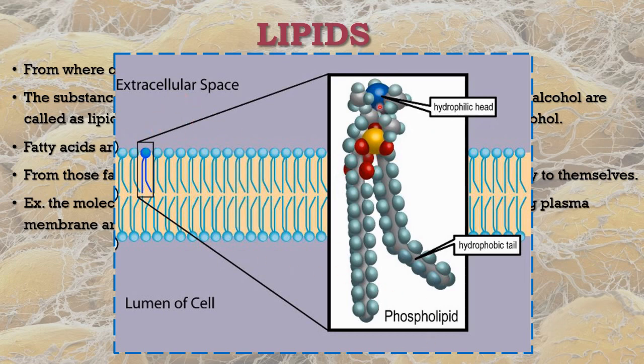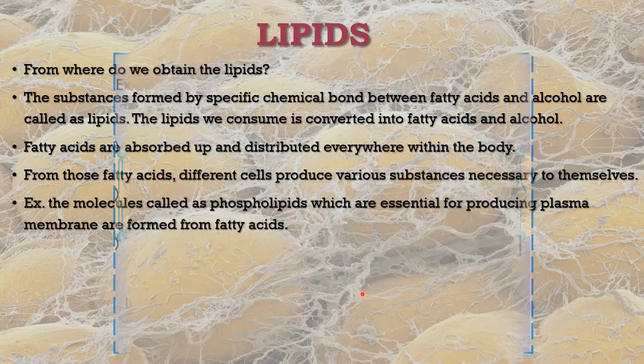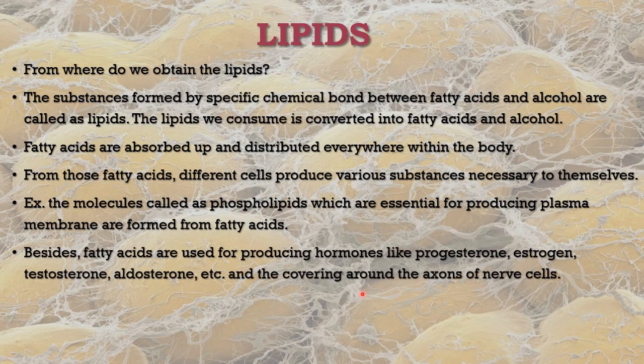So they are hydrophilic and hydrophobic in nature. Hydrophilic part is there in the head. It means that it will be attracted towards water, and hydrophobic tail, it means that they will not be attracted towards water. So this is a main component in a cell, and this is produced using lipids, that is fatty acids.